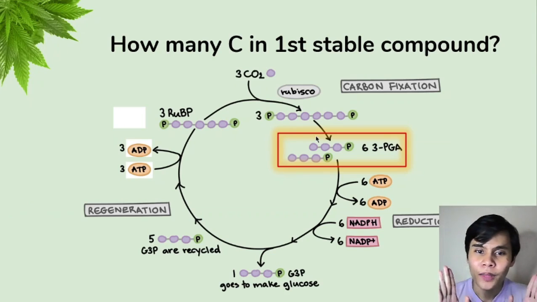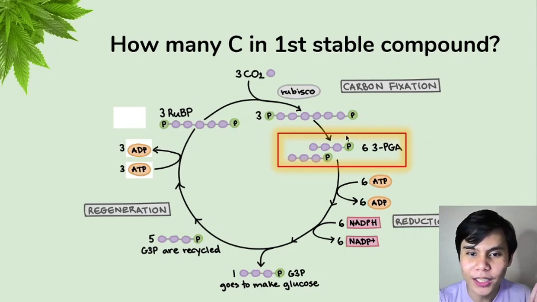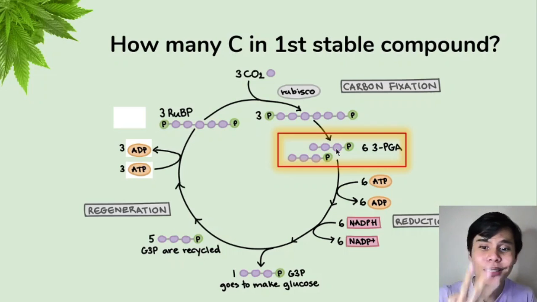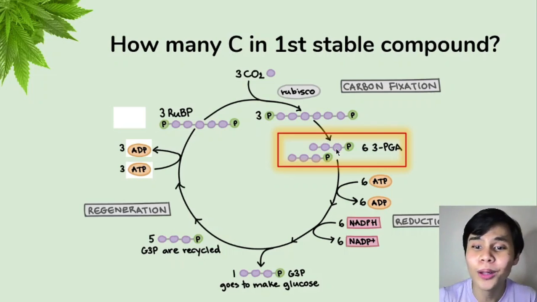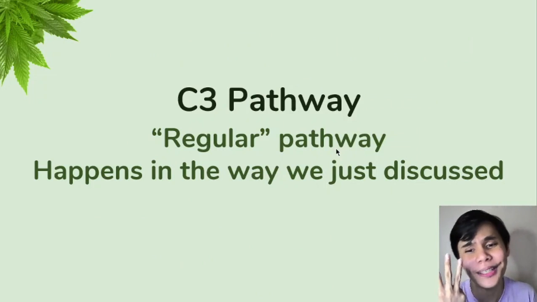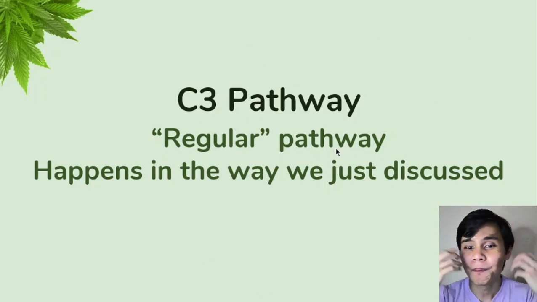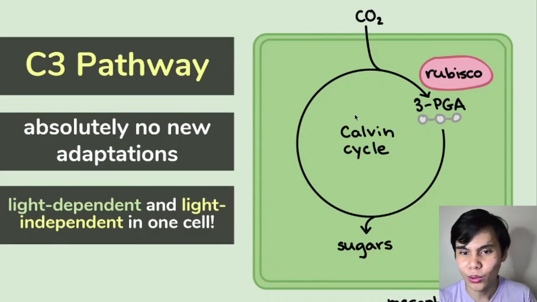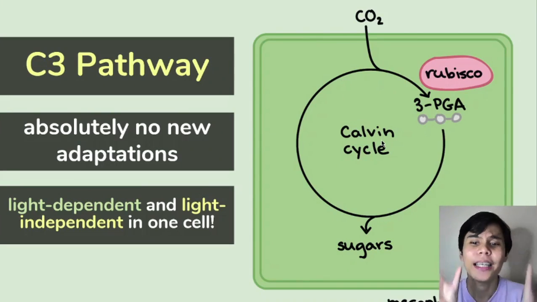First, going back to the normal Calvin cycle, how many carbons are in the first stable compound? If you count the blue circles, you have 1, 2, 3. For each one, it's 3. This is where we get the name for the normal, most common pathway, the C3 pathway. It means 3 carbons in the pathway. It happens just how we discussed it. Basically, we just have one cell. There are no new adaptations. In the same cell, we have the light-dependent and light-independent reactions happening.